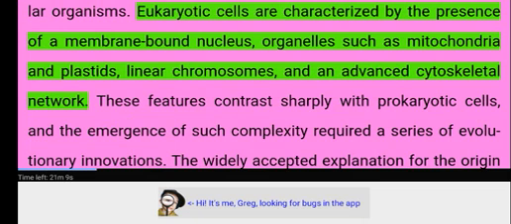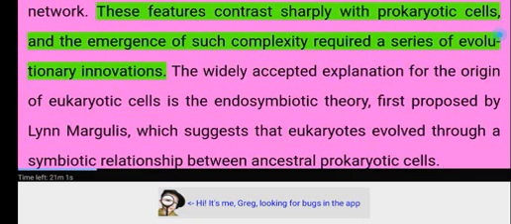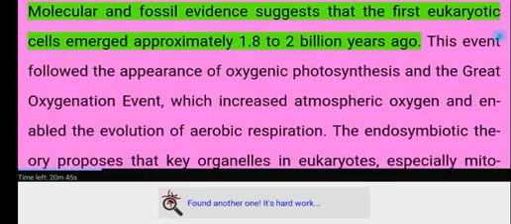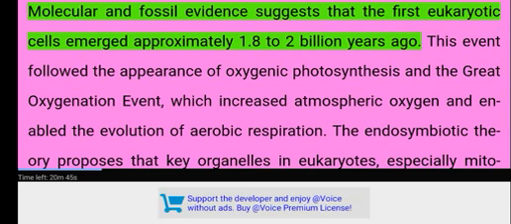Eukaryotes have linear chromosomes and an advanced cytoskeletal network. These features contrast sharply with prokaryotic cells, and the emergence of such complexity required a series of evolutionary innovations. The widely accepted explanation for the origin of eukaryotic cells is the endosymbiotic theory, first proposed by Lynn Margulis, which suggests that eukaryotes evolved through a symbiotic relationship between ancestral prokaryotic cells. Molecular and fossil evidence suggests that the first eukaryotic cells emerged approximately 1.8 to 2 billion years ago.